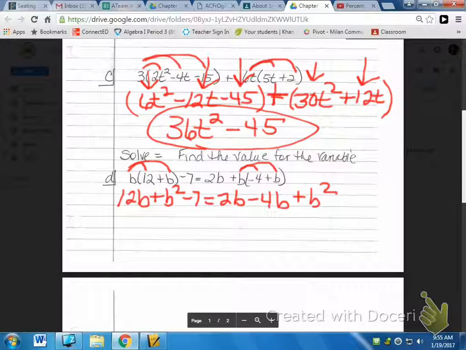Okay. Now, here's the thing. You look for like terms on the left. Do I have any like terms on the left? No. Do I have any like terms on the right? Yes. So what are they? 2b and negative 4b. So let's combine those. What would that be? Negative 2b. And I still have a b squared here. Over here, 12b plus b squared minus 7. Now, Jared, we've never really dealt with equations that had b squared in them, but I'm going to tell you, you have to deal with that first. How would you get those to go away or go to the opposite side?